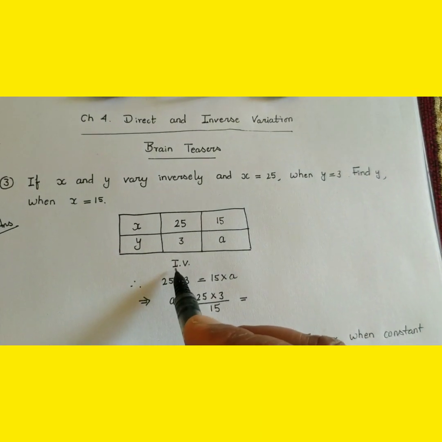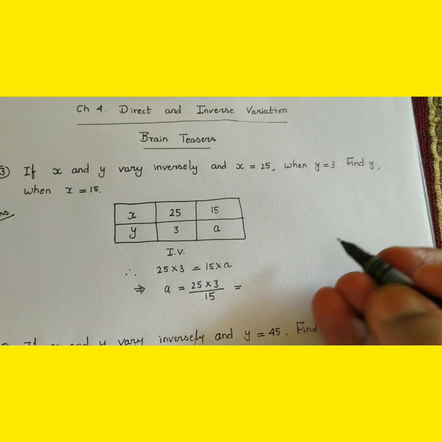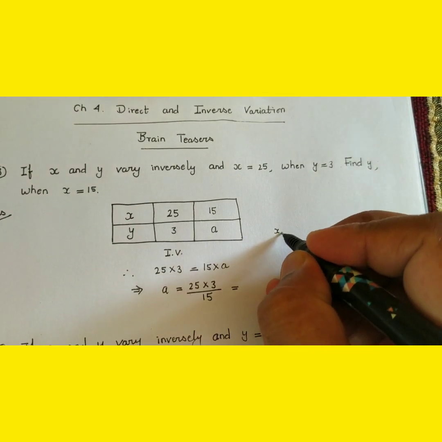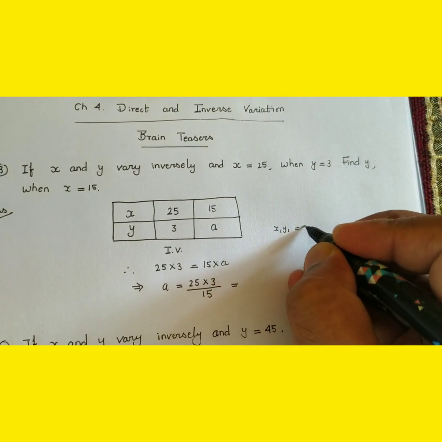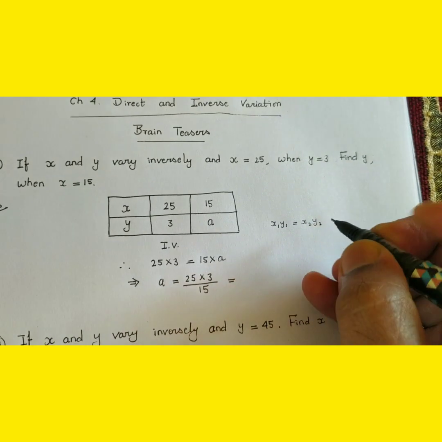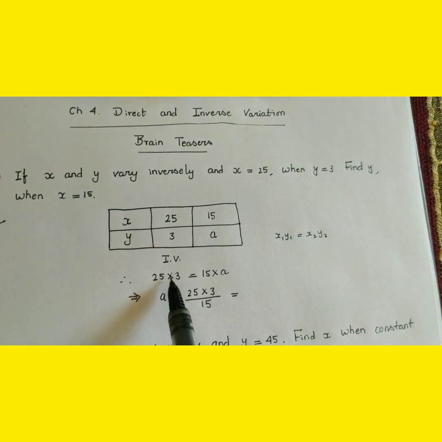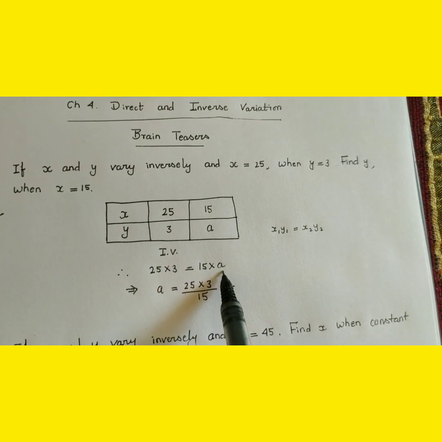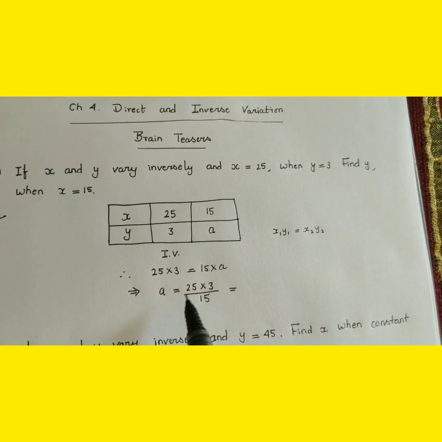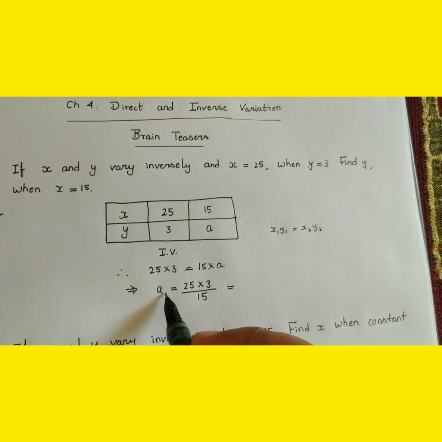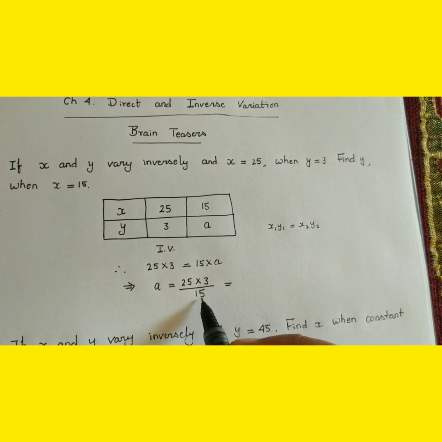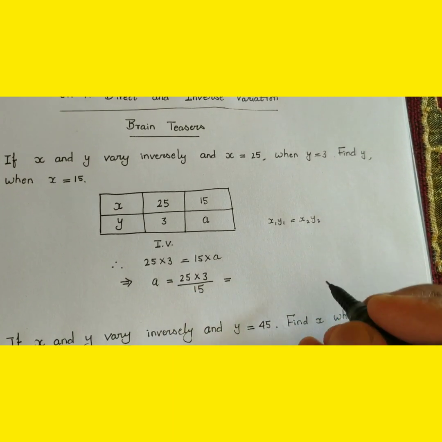Now there is inverse variation, and we know that in inverse variation x1 into y1 is equal to x2 into y2, or xy is equal to constant. Therefore 25 multiply 3 is equal to 15 multiply a. That implies a is equal to 25 multiply 3 divided by 15. Now you can find the value of a.